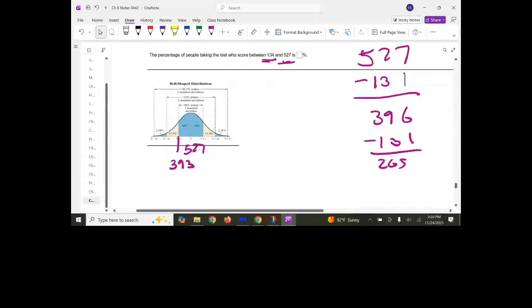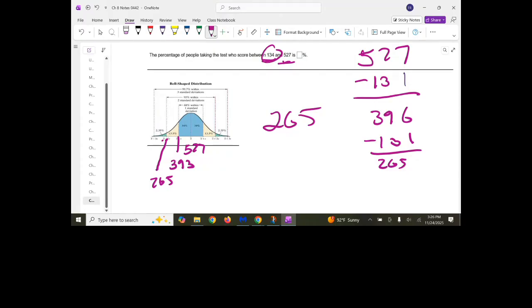Okay, so that is that number right there. I still haven't gotten to 134, so I'm going to do this again. I'm going to take 135, and again, I'm going to subtract 131. That's 4, that's 3, that's 1. Boom, there we go. 131.